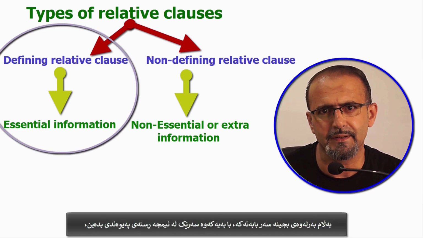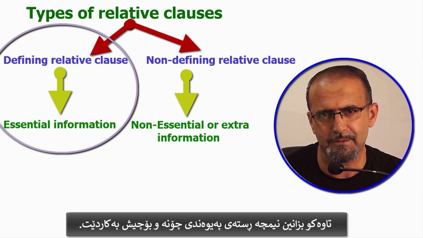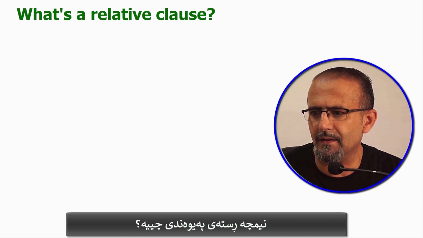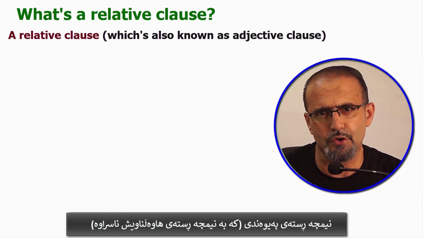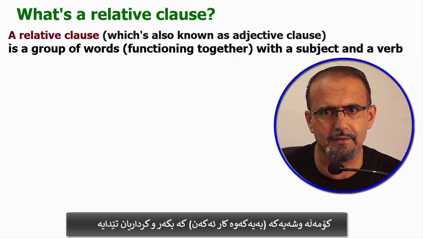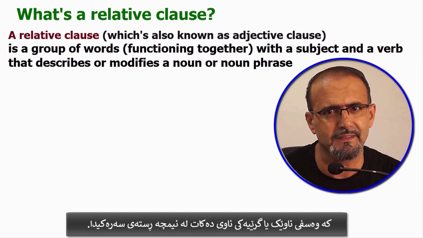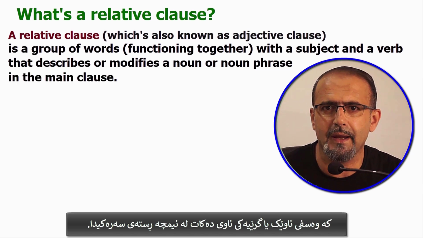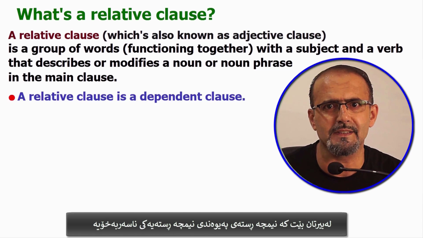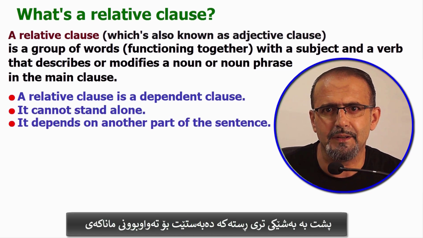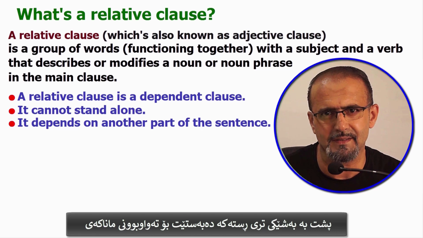But before we get into it, let's take a look at the relative clause, what it looks like, what it is used for, okay? So, what's a relative clause? Well, a relative clause, which is also known as adjective clause, is a group of words functioning together with a subject and a verb that describes or modifies a noun or noun phrase in the main clause. And remember, a relative clause is a dependent clause, which means it cannot stand alone. It depends on another part of the sentence.